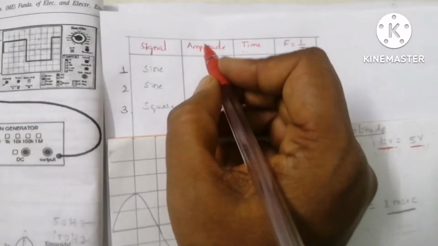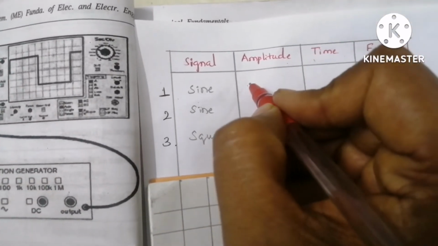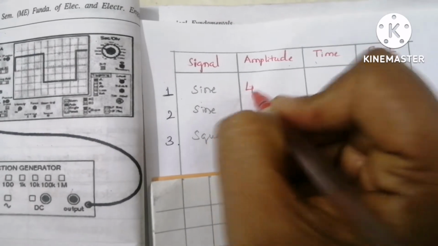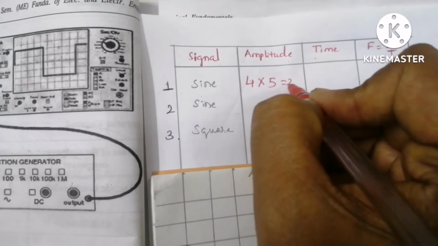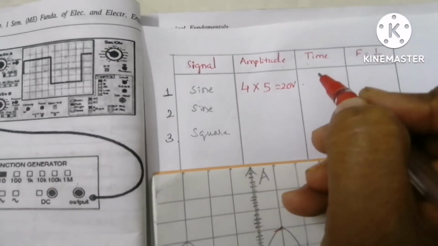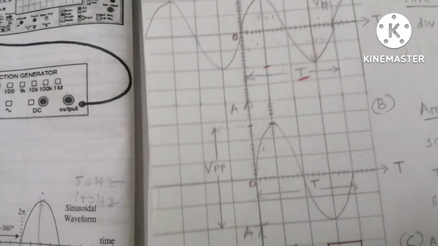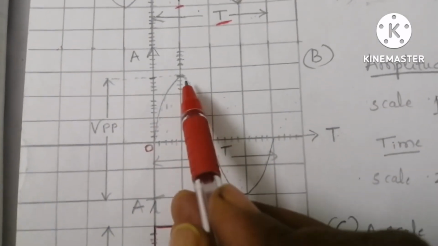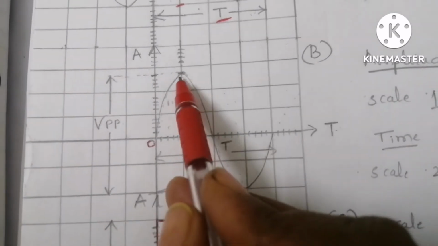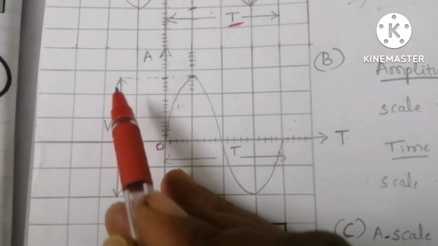So I can write that in the tabular column here. For sine wave, first example, it has a total of 4 divisions and each division is equal to 5 volts, so that is equal to 20 volts. Next, I will take another sine wave pattern. In this case you can see this is also measured from peak to peak. This is the positive peak, this is the negative peak, so peak to peak measurement is done here.